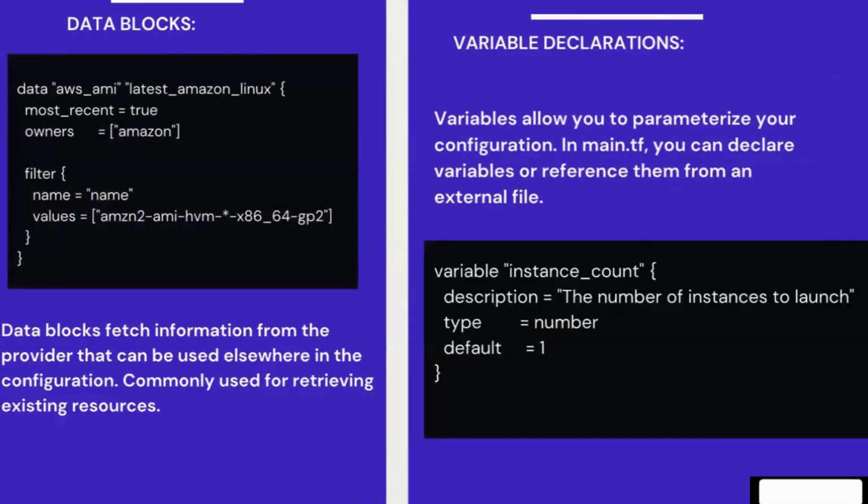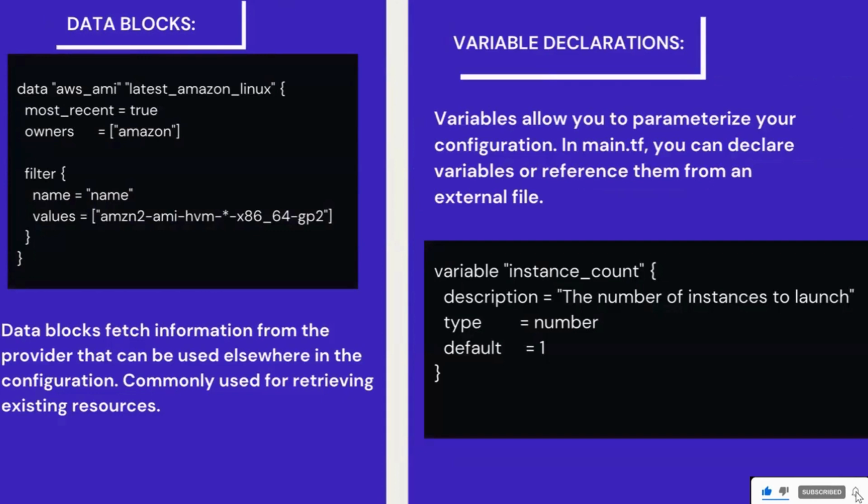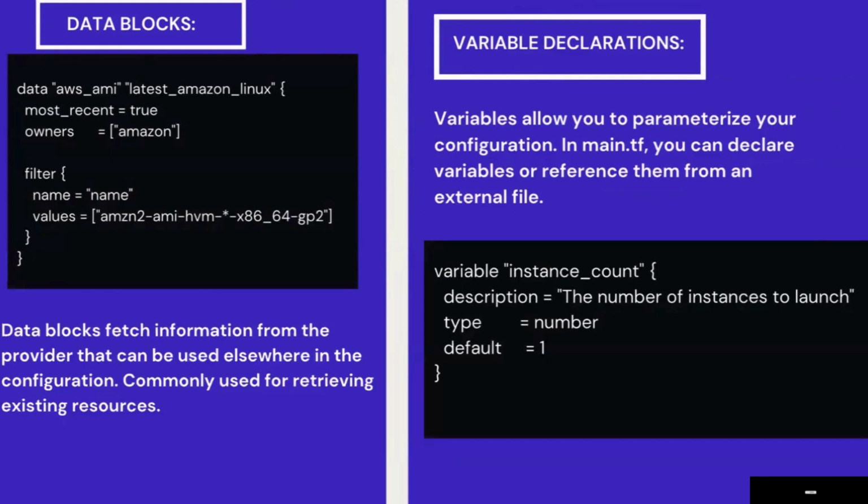Okay, so let's talk a little bit about the data block. What is the data block? The data blocks fetch information from the provider that can be used elsewhere in the configuration, commonly used for retrieving existing resources, like data aws_ami, latest version, latest Amazon Linux, most_recent true, owners Amazon, filter names, and this gives the details about this particular AMI image version. So this is the data block.